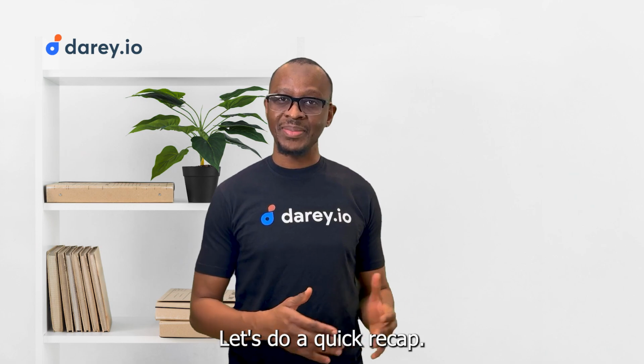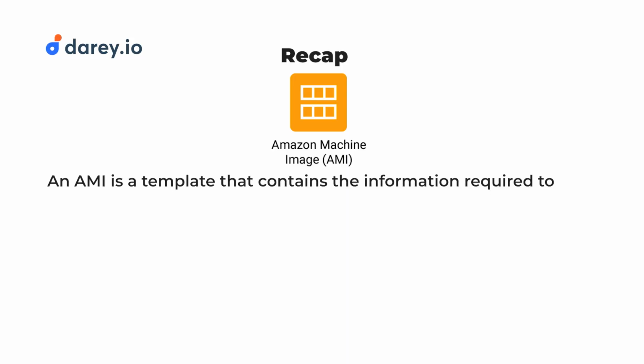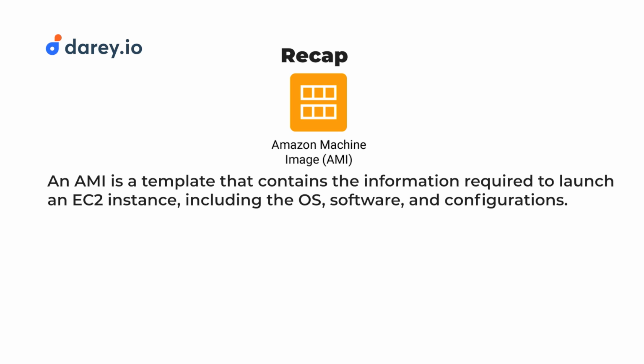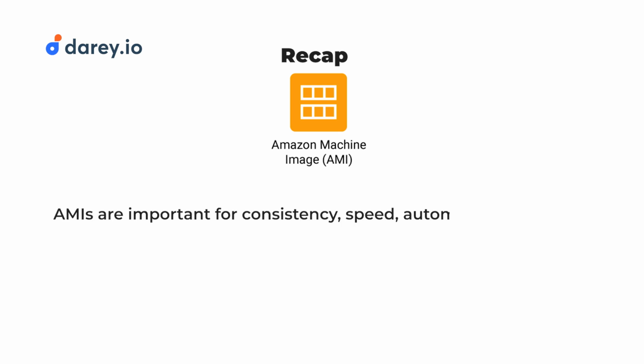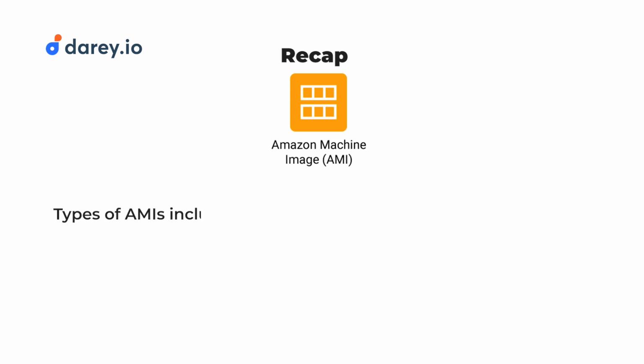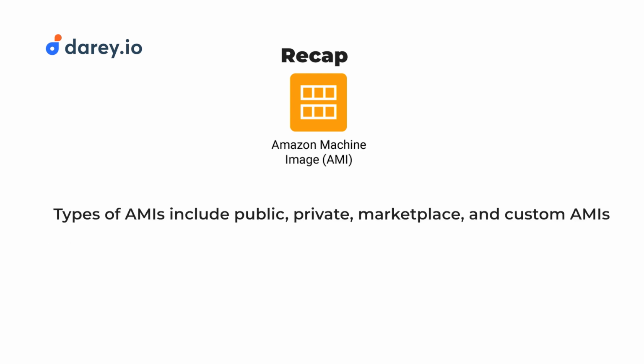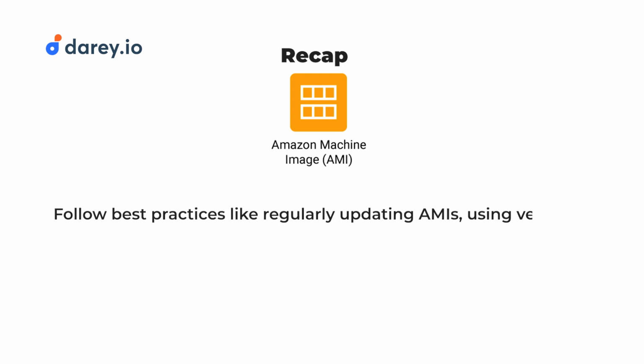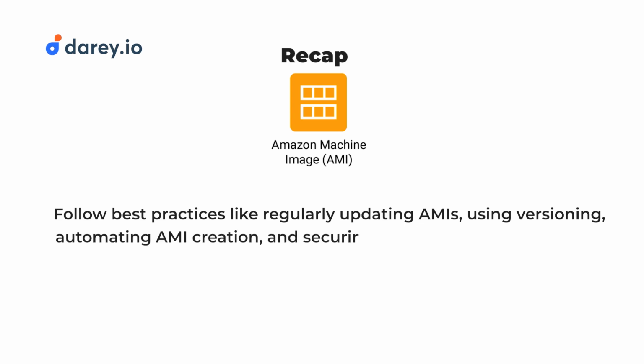Let's do a quick recap. An AMI is a template that contains the information required to launch an EC2 instance, including the OS, software, and configurations. AMIs are important for consistency, speed, automation, and disaster recovery. Types of AMIs include public, private, marketplace, and custom AMIs. Follow best practices like regularly updating AMIs, using versioning, automating AMI creation, and securing your AMIs.